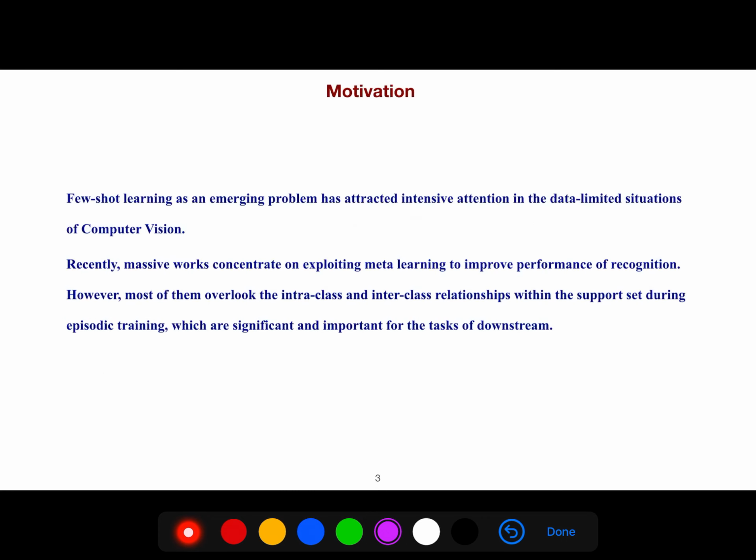Few-shot learning as an emerging problem has attracted intensive attention, for example in computer vision. Mostly in computer vision, because in NLP there are a few papers in comparison to computer vision. Recently, massive works concentrate on exploiting meta-learning to improve the performance of recognition. However, most of them overlook the intra-class and inter-class relationship within the support set during episodic training, which are significant and important for a downstream task.